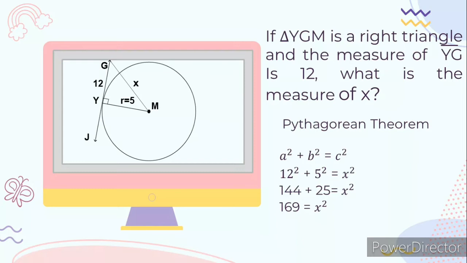To remove the square on x, we can use the square root. The square root of 169 equals 13, so x equals 13. And that is how you get the measure of x.